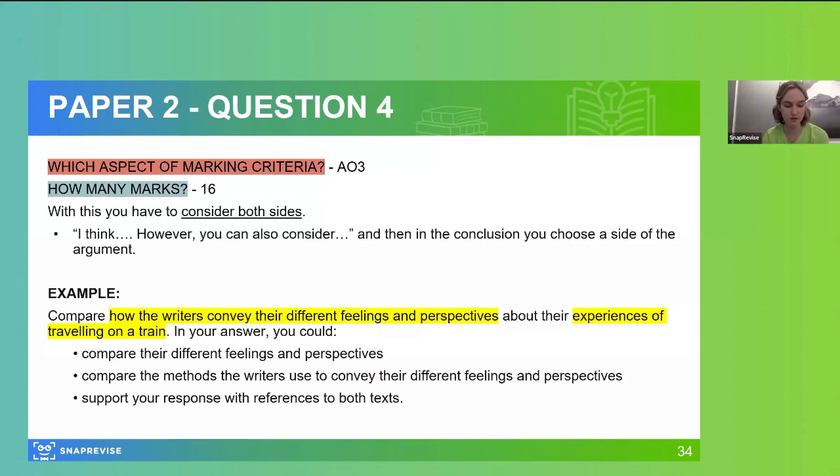So what I would suggest doing is splitting it up into 2 separate paragraphs. Paragraph 1, you talk about what their feelings are, and paragraph 2, talk about the methods.